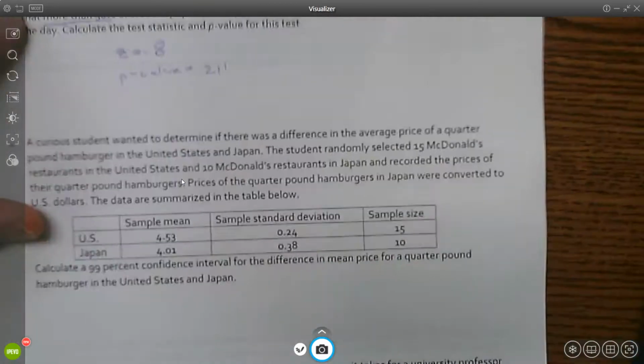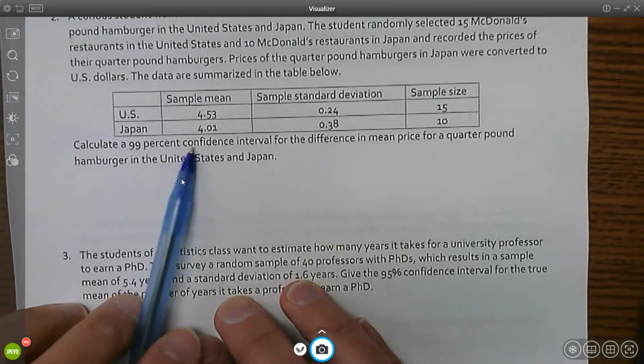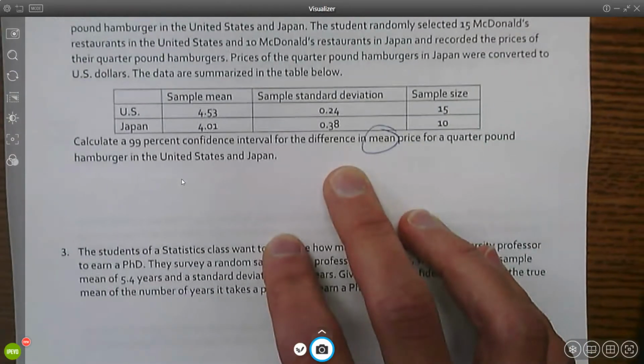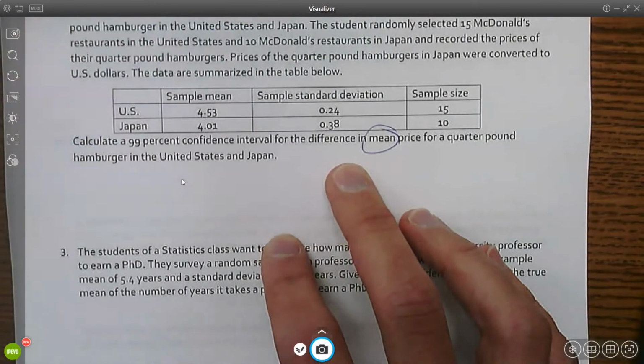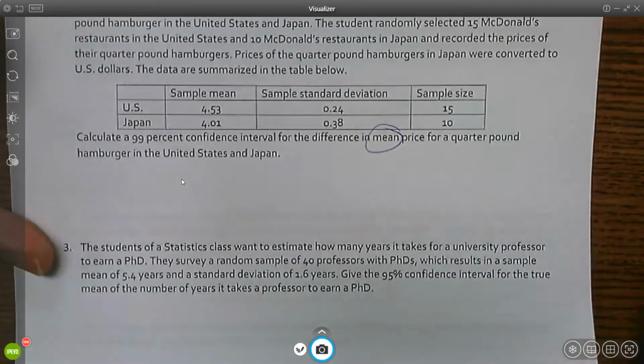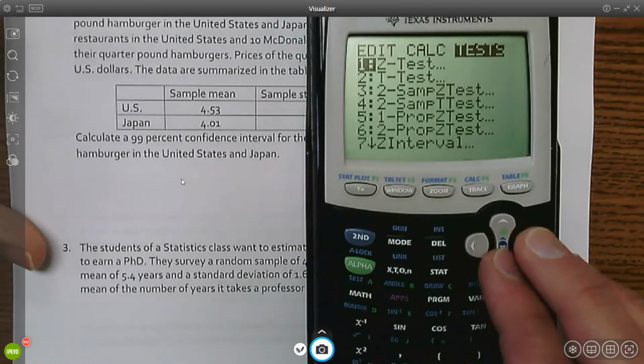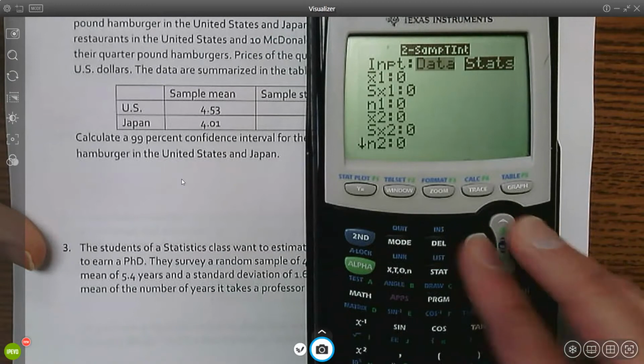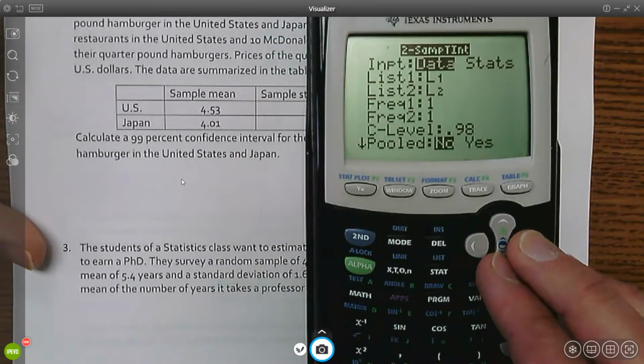All right, for question number 2, calculate a 99% confidence interval for the difference in the mean price. So these are two independent random samples. This is not paired. This is quantitative. So this is going to be a 2-sample t-interval. I don't have all of the data, so I'm not going to choose that option.